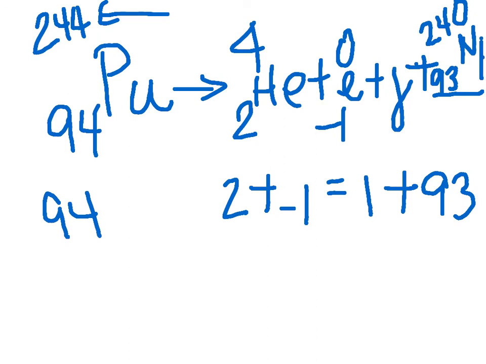Oh, I ran out of room. Let me write that again. 240 over 93, Np. We're going to do a lot more of this in class. Be ready to do some writing, and we'll do more shout outs on the next video.